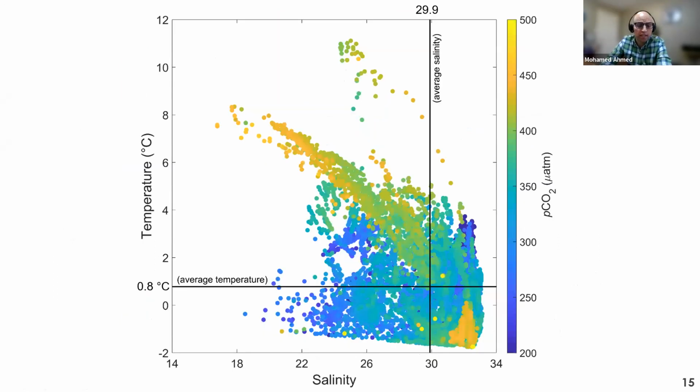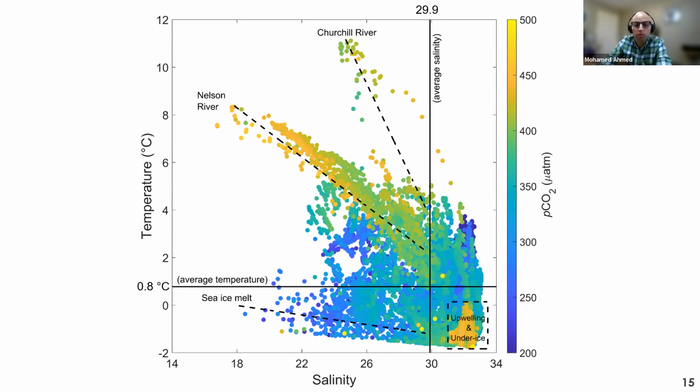Looking at all observations, I'm showing here the temperature-salinity diagram, and we can see which physical and chemical processes are driving this variability in the data. This data, for example, is connected to the Nelson River. This is the Churchill River. Here you can see the sea ice melt. Usually when you are close to the river, you have high temperature, high pCO2 values, and low salinity, and areas close to the sea ice melt have low temperature, low salinity, and low pCO2. And here we found upwelling and under-ice observations, characterized by high salinity, low temperature, and high pCO2 values.